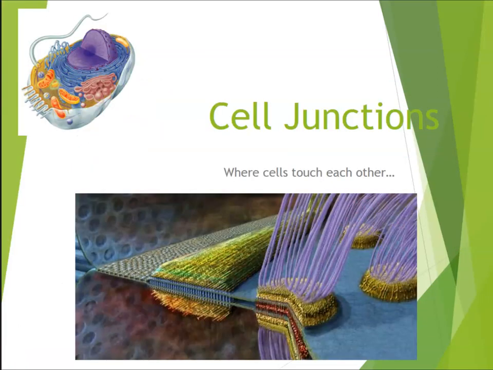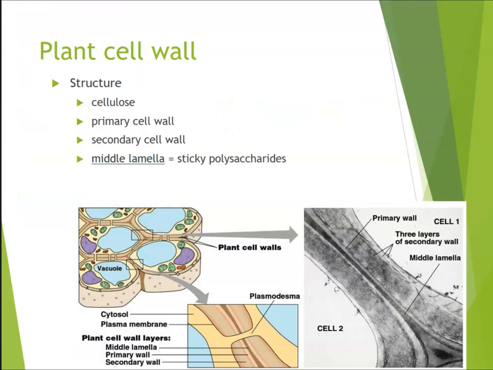The next part of this section is about cell junctions, where two cells come together. And you can see here that this is one cell on the top and another cell on the bottom. And there's this network here that's allowing those two cells to connect together. So plant cells have a mechanism for being held together. The structure of the cell wall is generally composed of cellulose. They do have a primary and a secondary cell wall with a layer in the middle called the middle lamella.